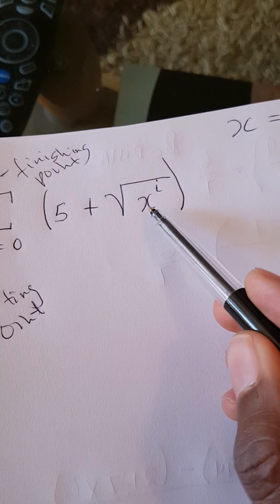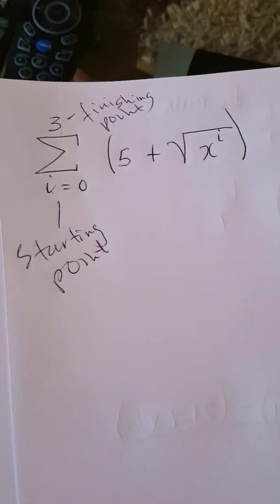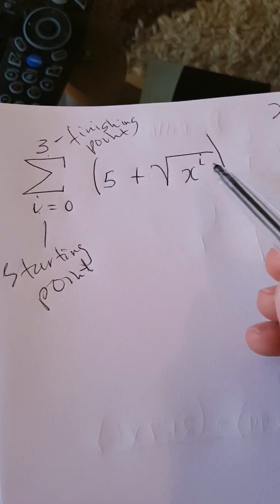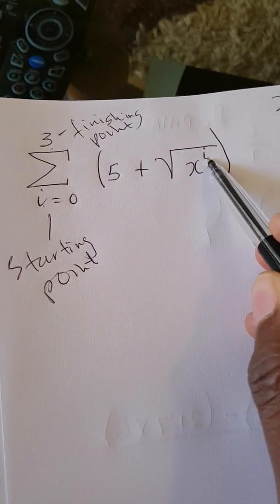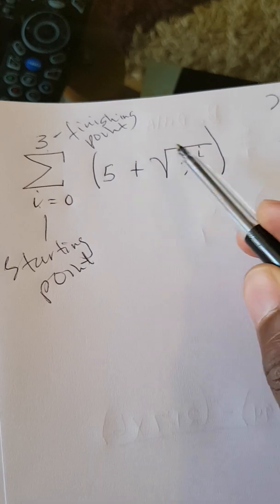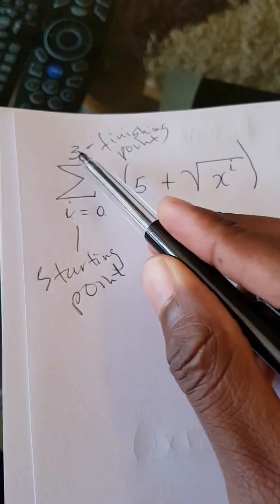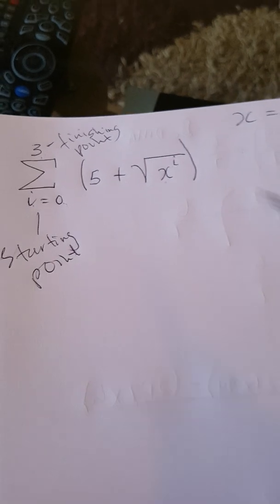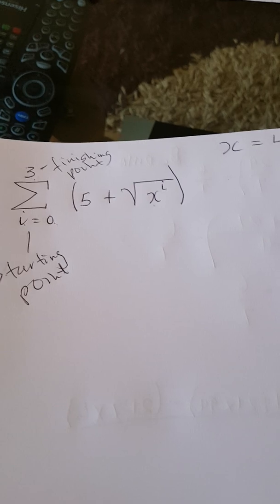The value of x has been given: x is equal to 4. So what must you do if you face this question? Do you see inside the square root we have x to the power of i? So it means your i should start at 0 and end at 3, and your x is always 4. So we're going to do this how many times? 4 times, because our i starts at 0 and ends at 3.